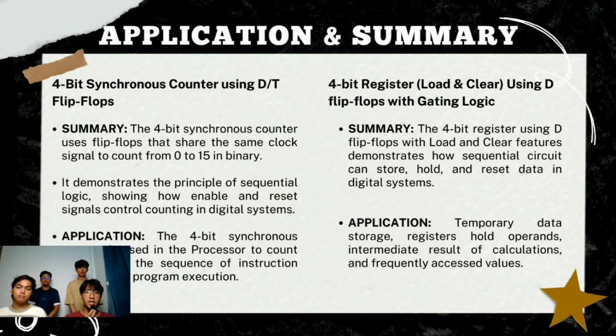And as for the application in a CPU, the 4-bit register works as temporary data storage. The registers hold operands, intermediate results of calculations, and frequently accessed values. Therefore, this makes the CPU faster because it doesn't need to access the RAM, as it can access from the register.